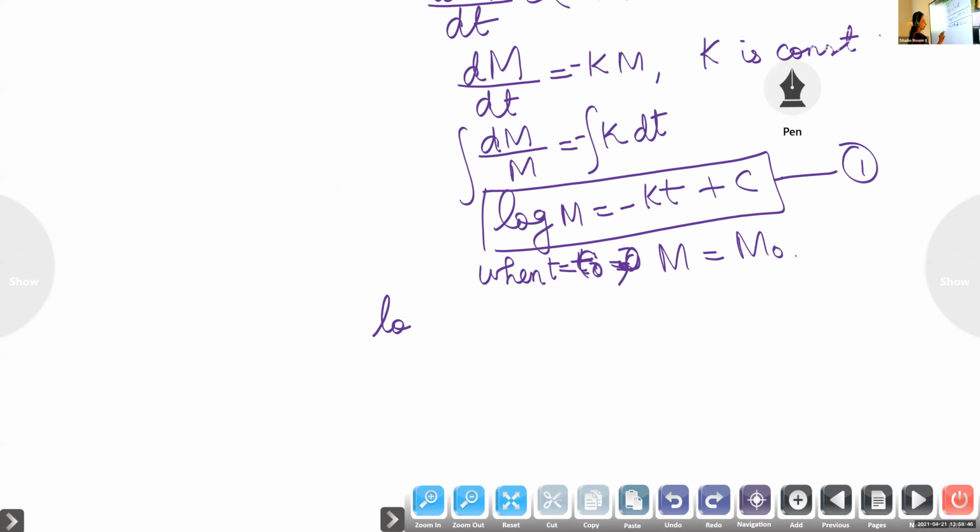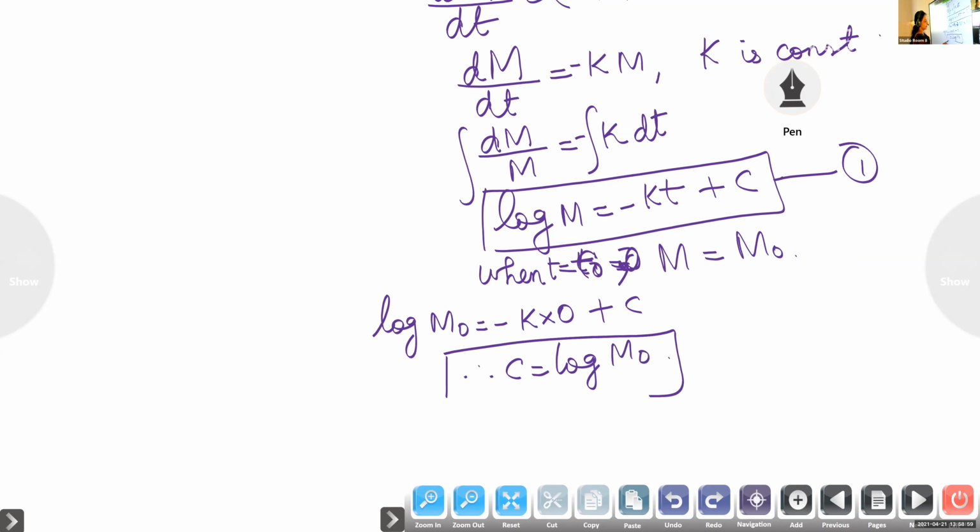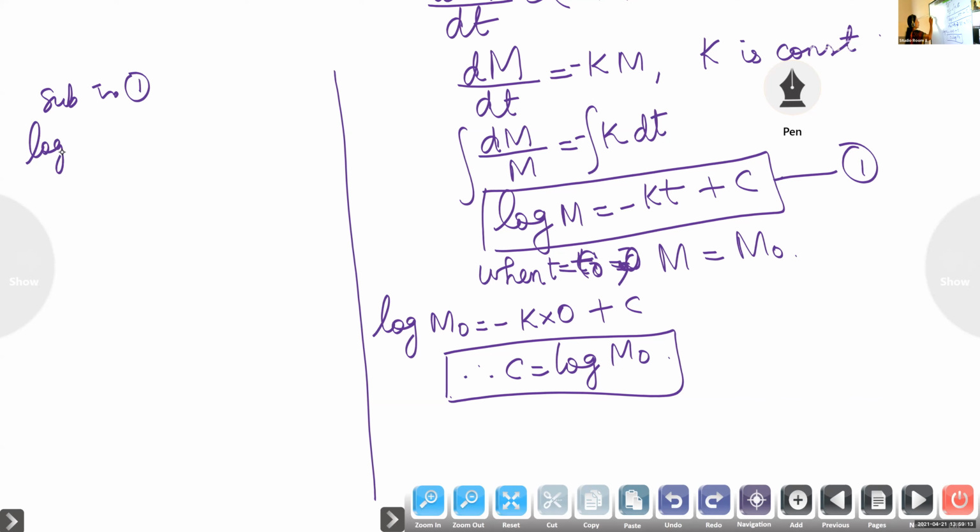So we will get log m naught is equal to minus k into 0 plus c. Therefore, c is log m naught. So when you substitute this in 1, we get log m is equal to minus kt plus log m naught.